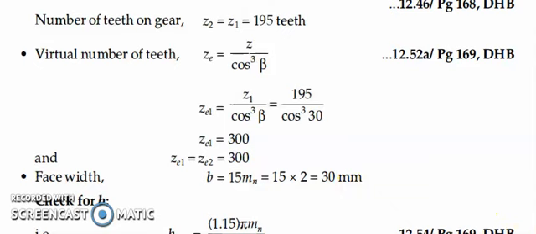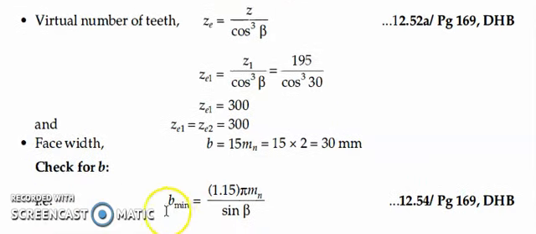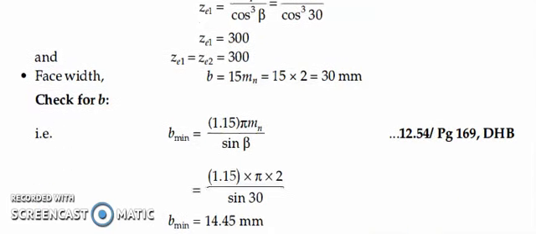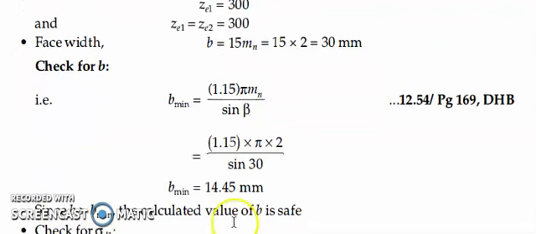After that we can check for B, that is equal to B minimum. That is equal to 1.15 pi into mn divided by sin theta from equation number 12.54. Then using this equation we can find B minimum. So our value B minimum, since the value of B from the assumed section is greater than B minimum, that is a calculated value. So our design is safe.